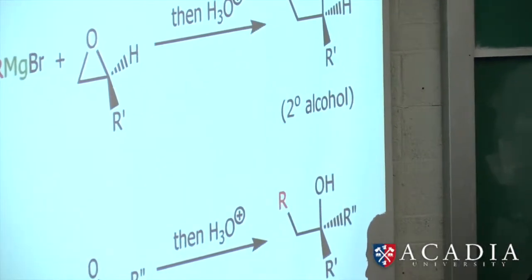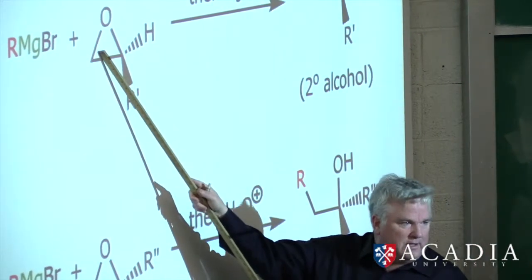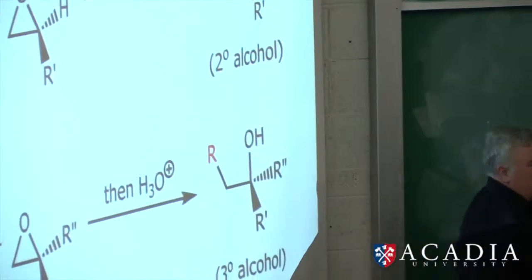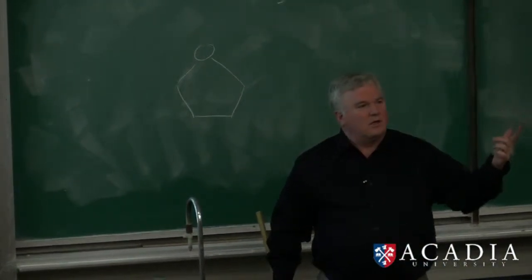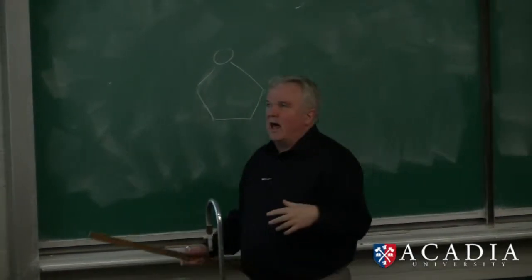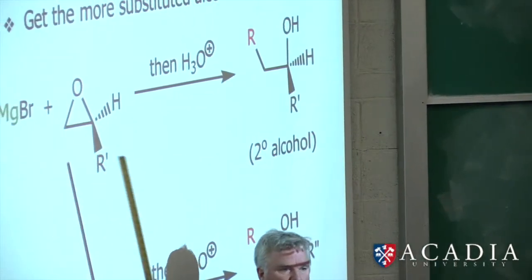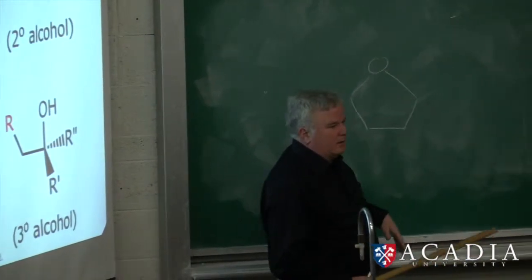Ring strain, exactly right. There's a lot of ring strain because these bond angles are forced to be about 60 degrees. And what does a tetrahedral carbon bond angle want to be? 109.5, that's right. So there's a lot of ring strain in these compounds, and that's why these react with Grignard reagents. And these do not.